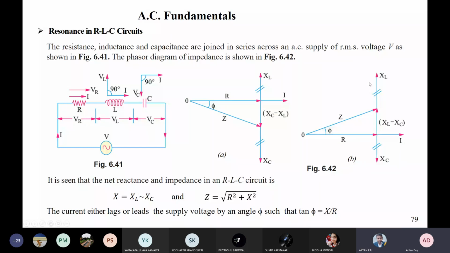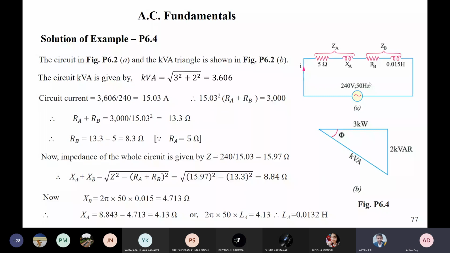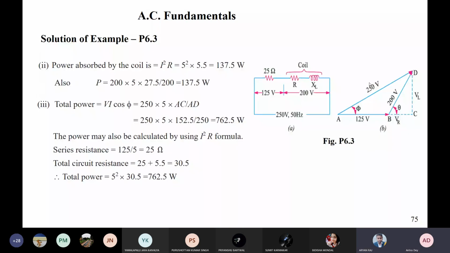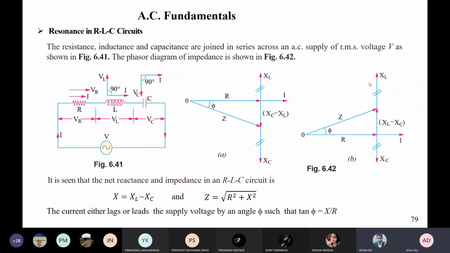Did I consider RC circuit only? No. Only RL I have discussed, or yes, RC also. RC also I have discussed. Okay. So today's class will start with the RLC circuit. All these elements are in series. Okay. So then what happens?